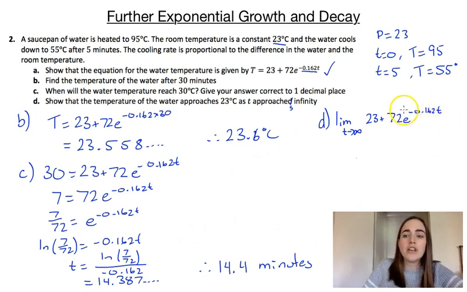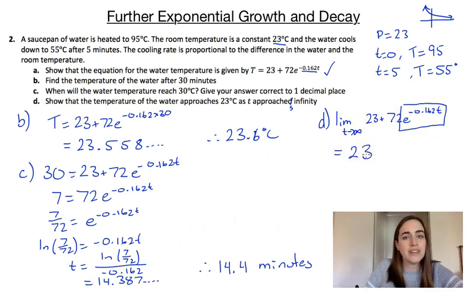Now, if you think about just what this section here, that exponential, looks like in a graph, we know that it's an exponential coming down this way. So as t approaches infinity, this whole section here is going to approach 0, which means that entire second term is going to approach 0. So this whole limit is going to approach 23. So that's having a look at two examples of more complex exponential growth and decay questions.